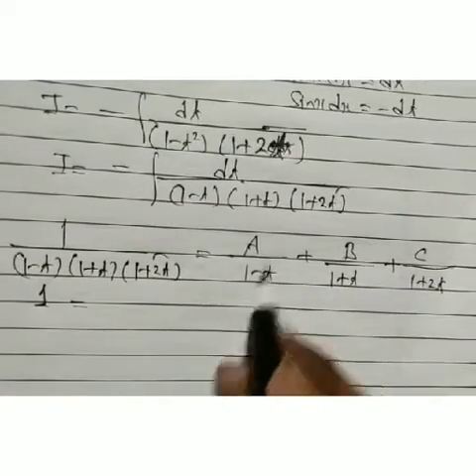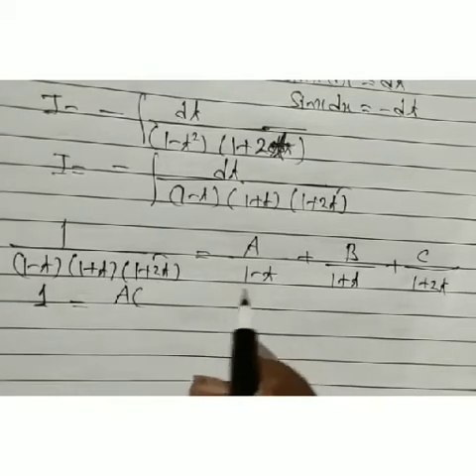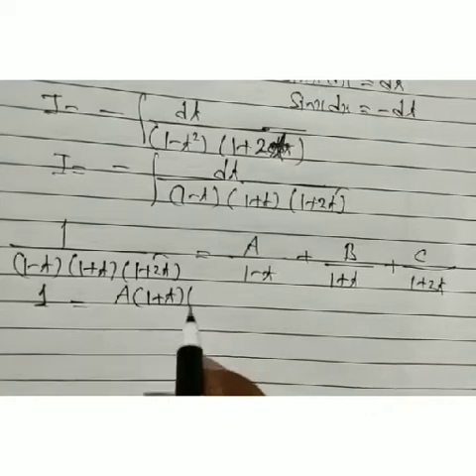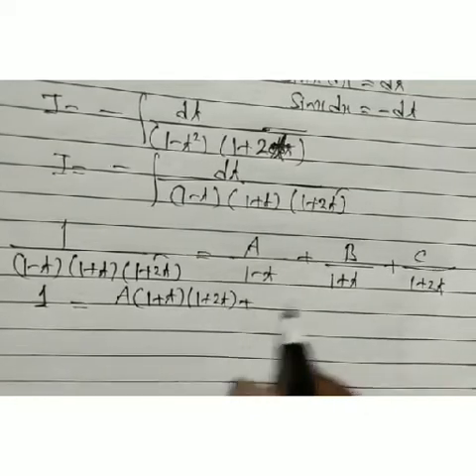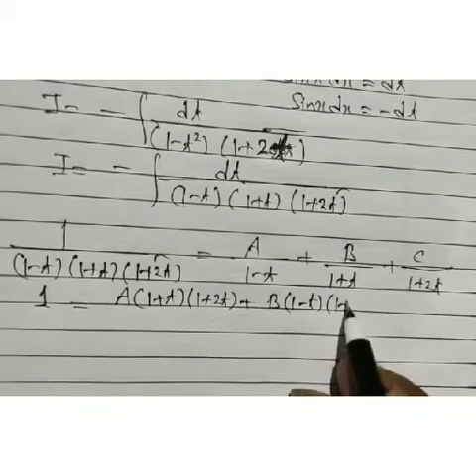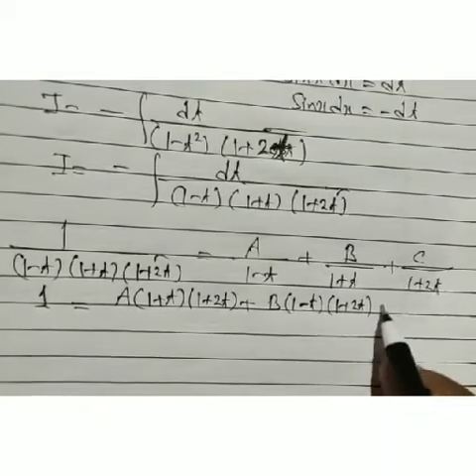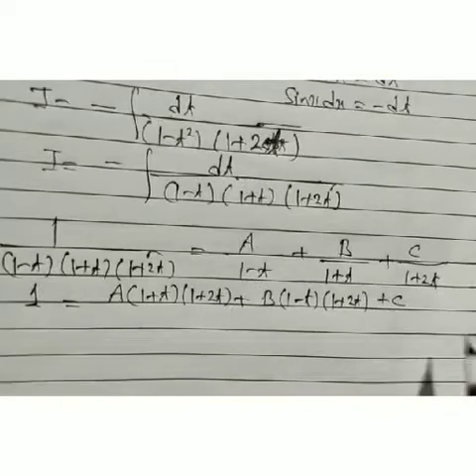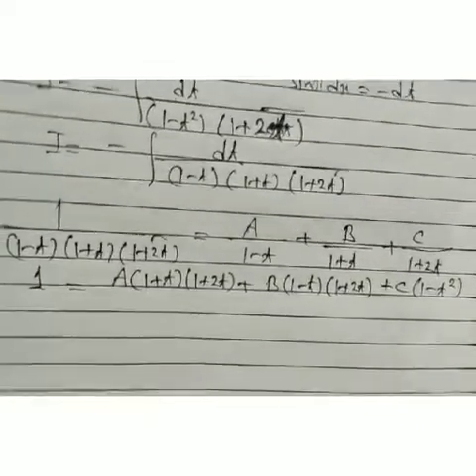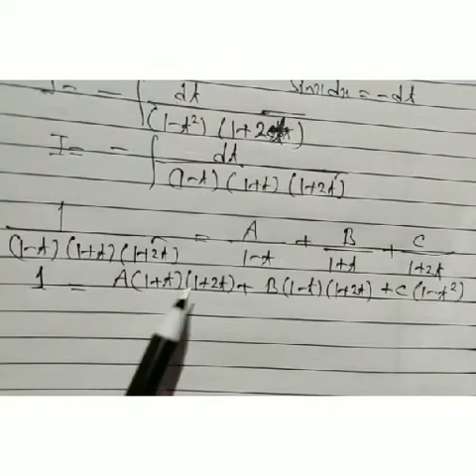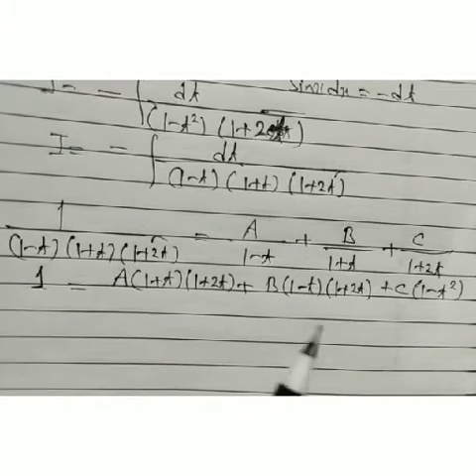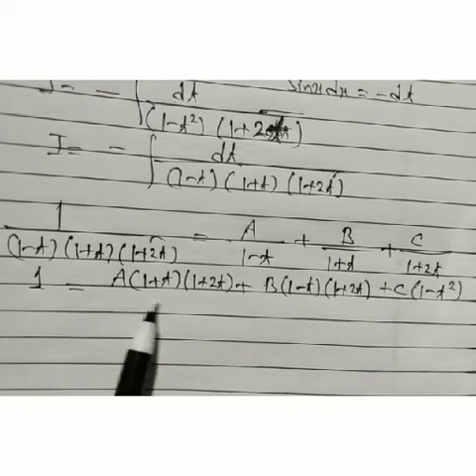Then on the left we have 1, and with a, the factor 1 minus t cancels, so we have a times 1 plus t and 1 plus 2t. With b we have 1 minus t into 1 plus 2t, and with c we have 1 minus t into 1 plus t, meaning 1 minus t square. I am not going to multiply these out; we are just going to use our factors first.